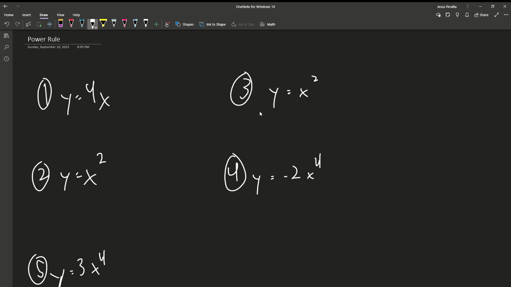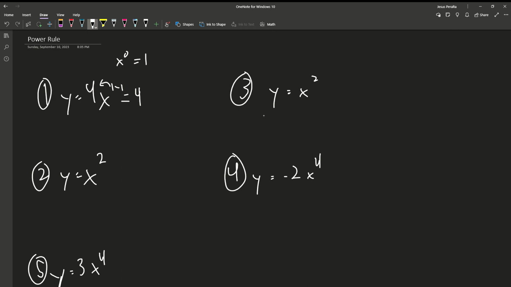So remember, this x has a 1 right here, and all we're gonna do is multiply this to there. So it's gonna be 1 times 4, which is just 4, and then you subtract 1 from the top, and that's x to the power of 0, and anything to the power of 0 is just 1. If you ever wondered why that is, keep watching; if you don't want to know and you just want to see the problems, skip ahead like 20 seconds.